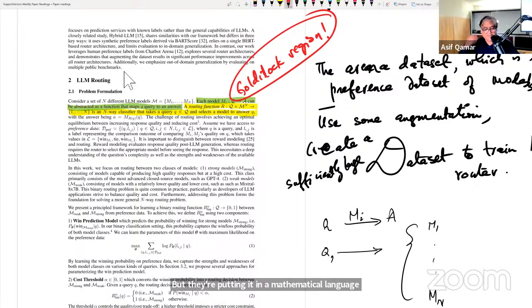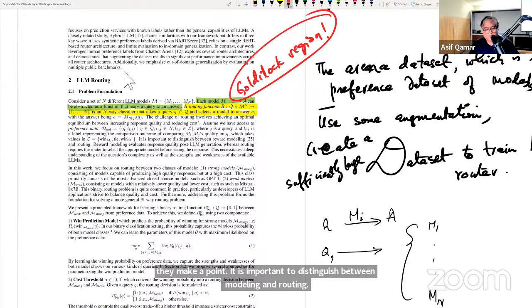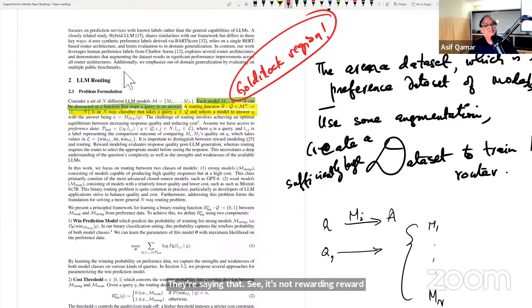Now, they make a point. It is important to distinguish between reward modeling and routing. They're saying that it's not reward modeling. Reward modeling evaluates response quality post LLM generation, right? So if you're doing something like deciding which model to reward, you will have to generate the output and then do it.